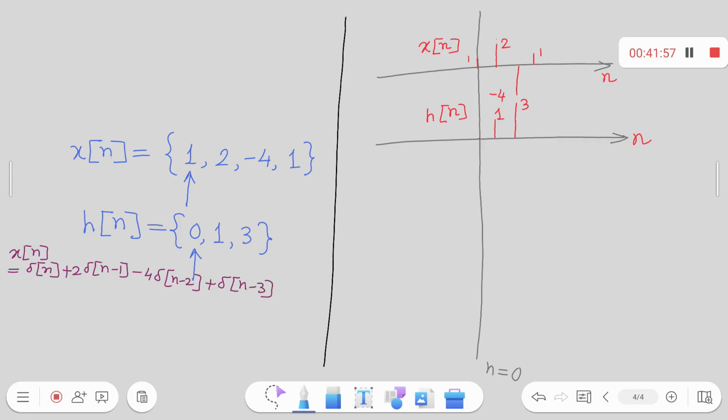Is it all right? And you know h of n is equal to 0, 1, 3. So if you provide delta n alone to the system, what should be the output? Let's call this output h of n. So if this is the input, only delta n, what should be the output? h of n, that is 0, 1, 3. So let's call this y1 of n. This y1 of n is given by 0, 1, 3.